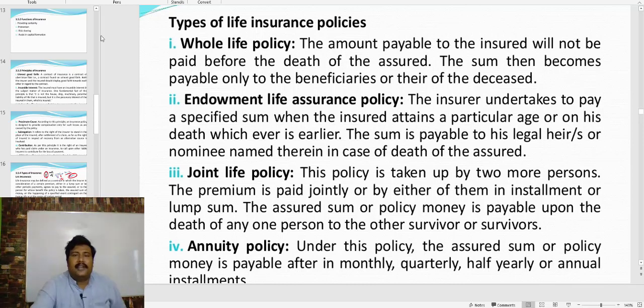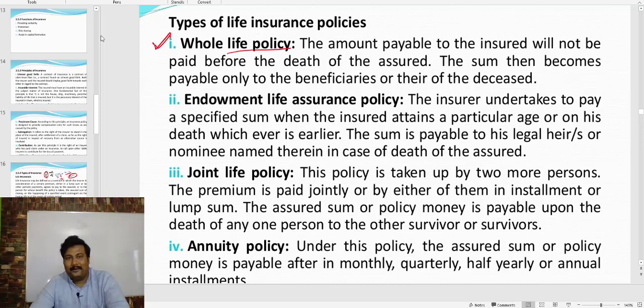The first type of life insurance policy is the whole life policy. Ab, whole life is goal life. Whole life is a goal life because the amount of this life insurance will be paid only when the person dies. And who will receive it? The person's nominees, the person's beneficiaries will receive the amount.